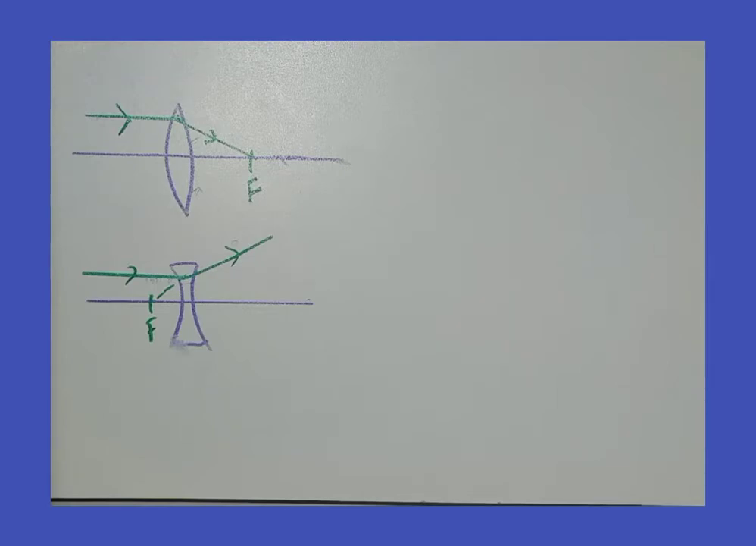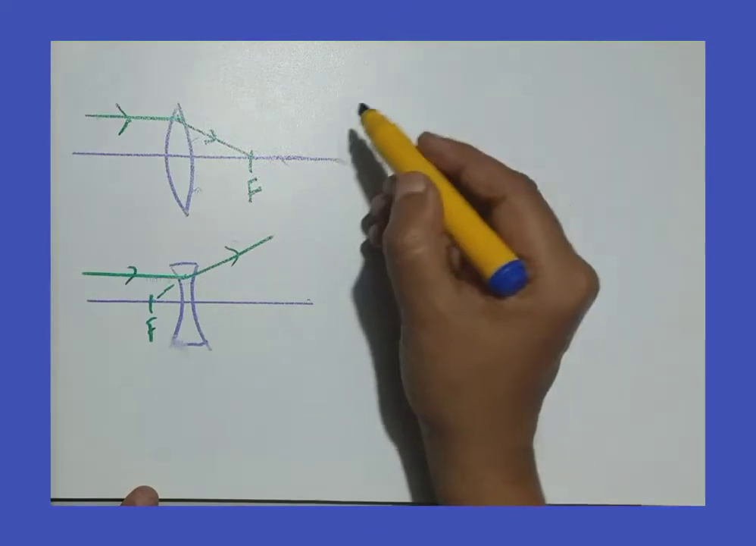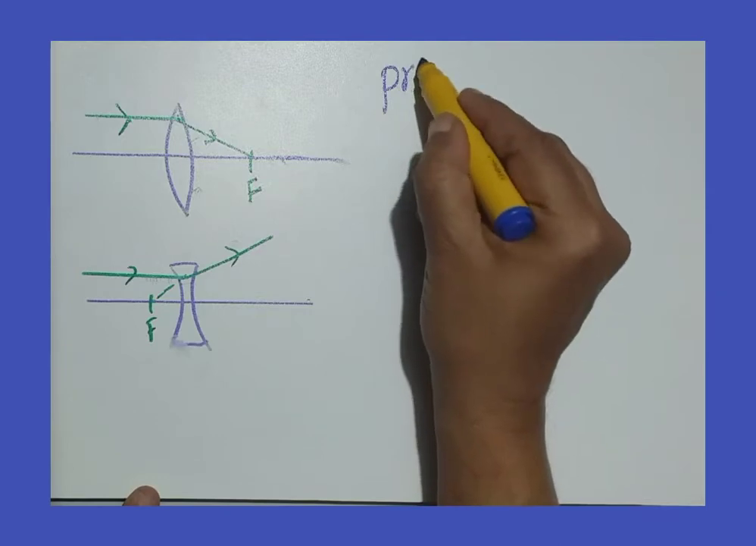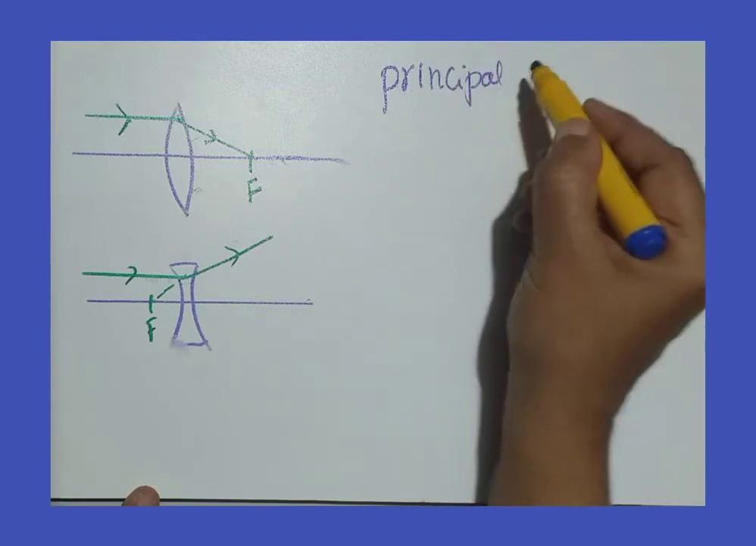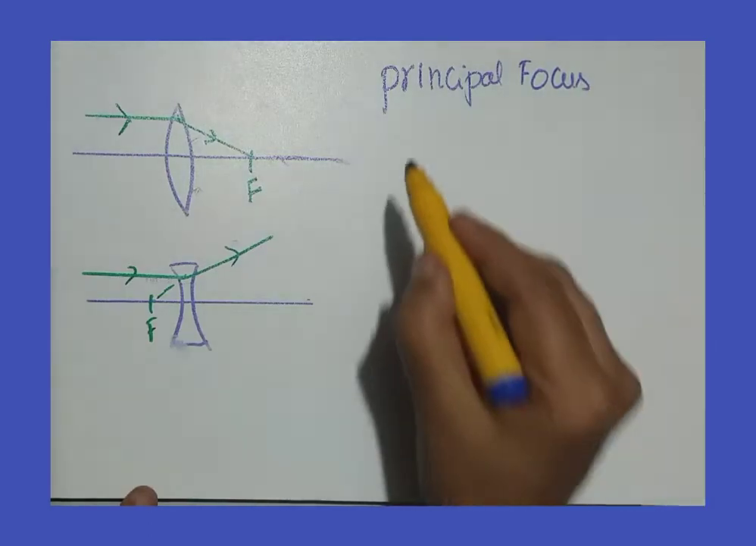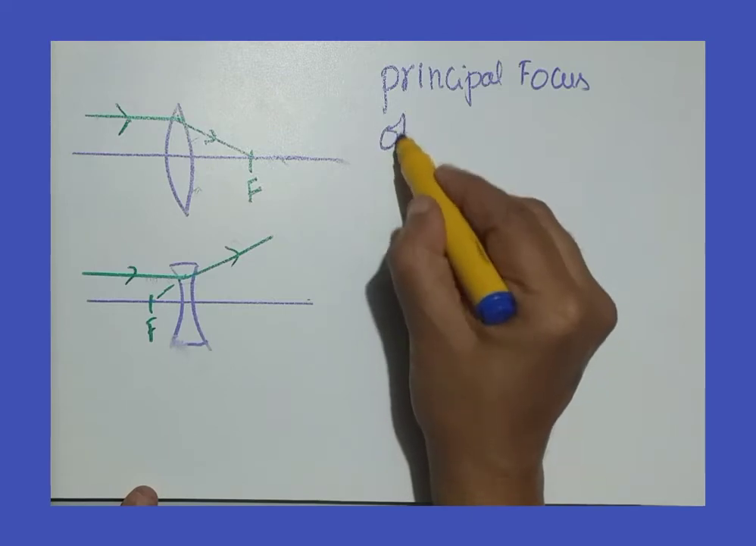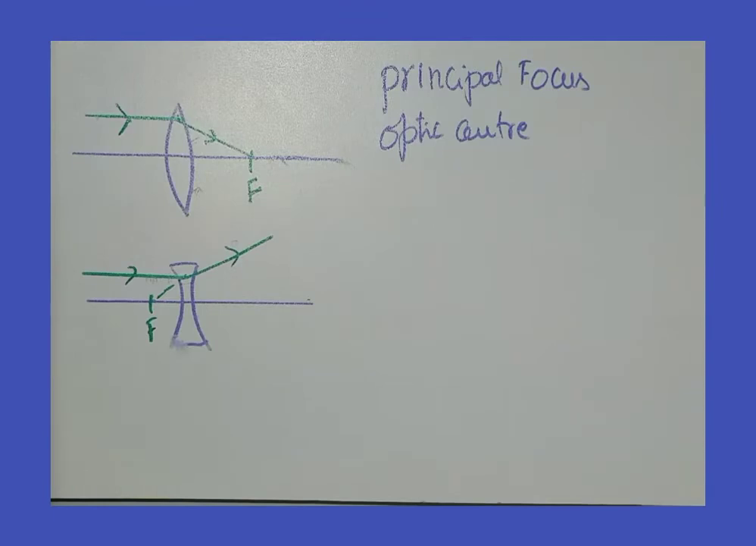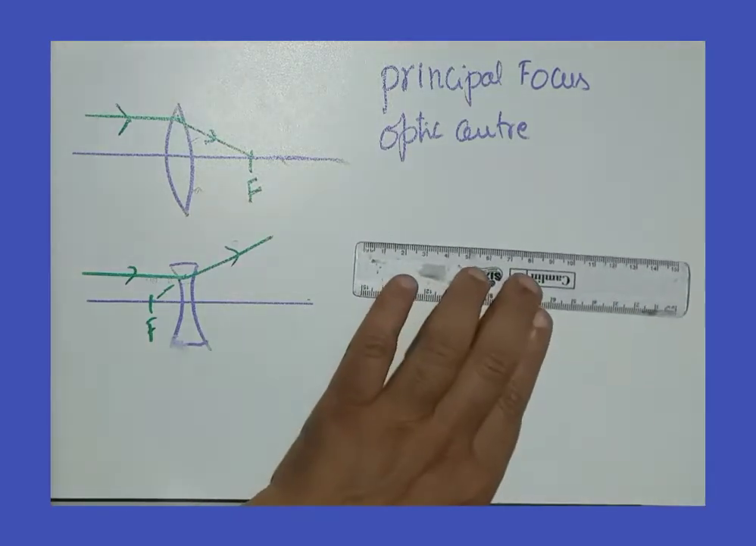This is the definition. So we have defined the first thing, principal focus. Next definition is what we call optic center. It's a point on the principal axis inside the lens. When a ray of light passes through that point, it will not undergo deviation. That point can be visualized using this figure.